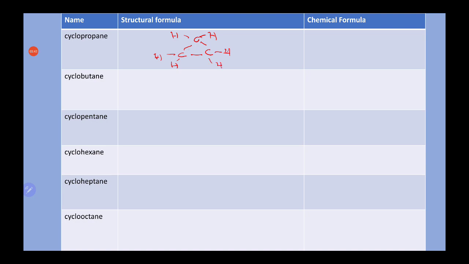So you've got all single bonds, but if you have a little look, you've got double the number of hydrogens as you do carbons. I've got 3 carbons there, and if you count, I've got 1, 2, 3, 4, 5, 6 hydrogens. What that means is my chemical formula is C3H6. Now, pause the video at this point, and what we'd like you to do is have a go at doing the others. There are 5 others to do, and see if you get the same as me.